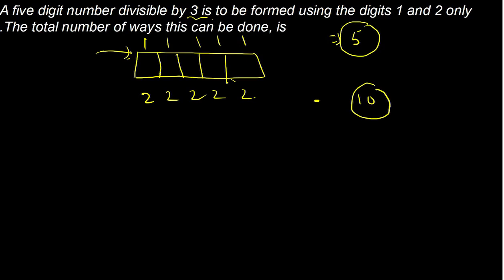If I put 1 on all the places, this sum is going to be 5, but what is the divisibility test of 3? The divisibility test of 3 is that the sum of the numbers should be divisible by 3. So 5 is not divisible by 3, neither is 10 divisible by 3. So what should we do? Between 5 and 10, what should be the sum of these digits to get the number divisible by 3? So either you should have 6 or you should have 9.